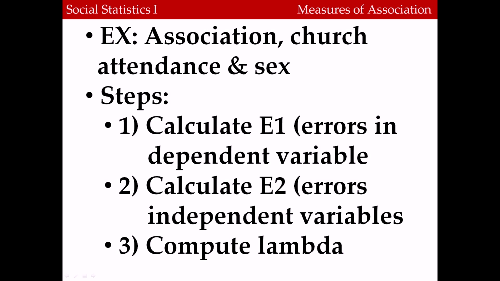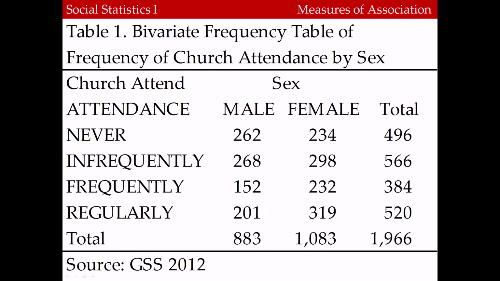As a concrete example, let's look at the association between church attendance and sex. In order to calculate lambda, we'll have to use 3 steps. The first is to calculate E1, the second calculates E2, and the third plugs them into the formula and computes the measure. So, here's a bivariate table showing the relationship between sex as an independent variable and church attendance as a dependent variable. How do we calculate E1?